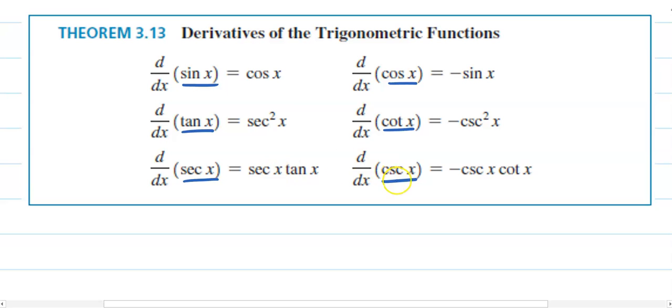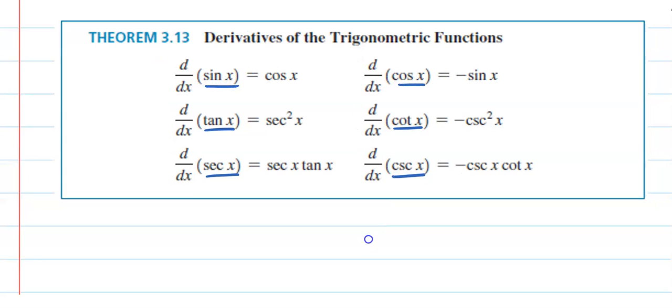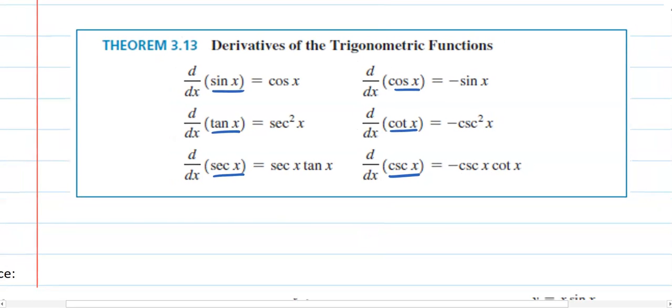Now, the secant and cosecant functions, their derivatives look to be a fair bit complicated, and we may see a couple examples of those in this class, but I do want you to memorize these in the event that we come across them in an example or two in this class. So again, add these please to your derivative list.